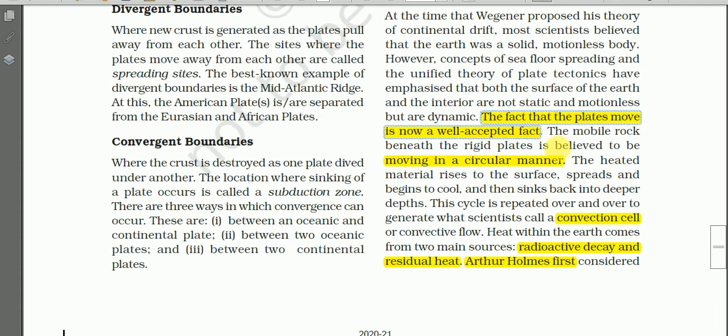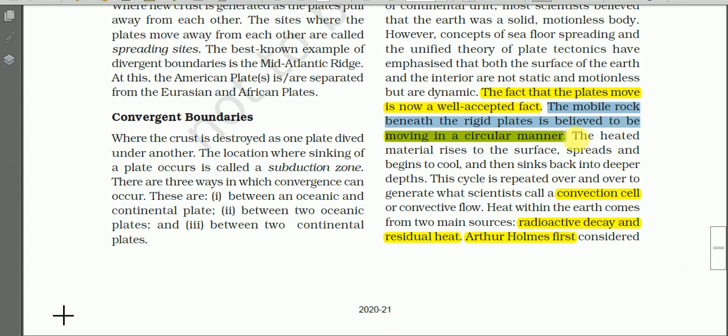The mobile rock beneath the rigid plates is believed to be moving in a circular manner. The heated material rises to the surface, spreads and begins to cool, and then sinks back to deeper depths. This cycle is repeated over and over to generate what scientists call a convection cell or convective flow.